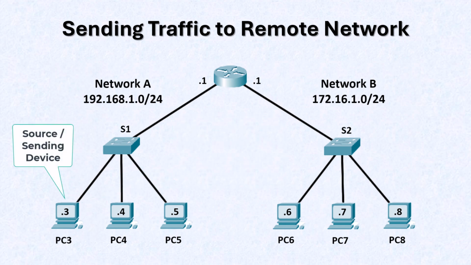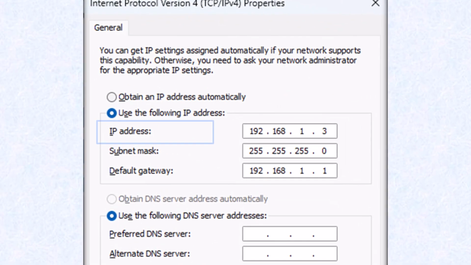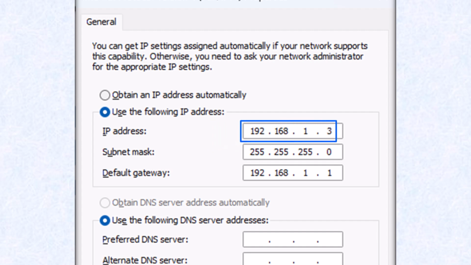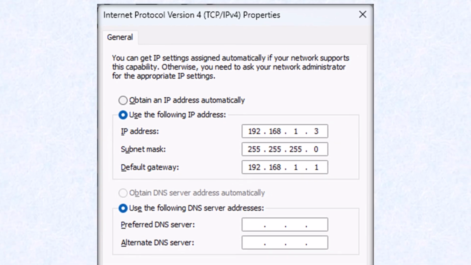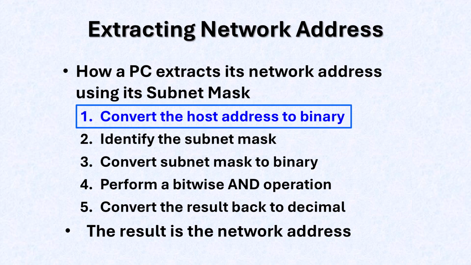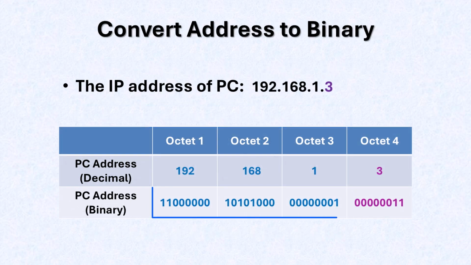Once again, PC3 is the sending device. Its IP configuration shows the IP address, the subnet mask, and the default gateway. The IP address is 192.168.1.3. These steps summarize the process PC3 will use to determine its network address. In step 1, the host address is converted to binary. This is the IP address of PC3 in binary.